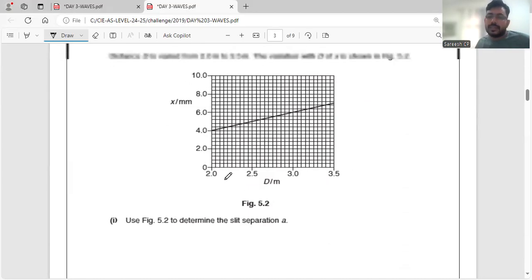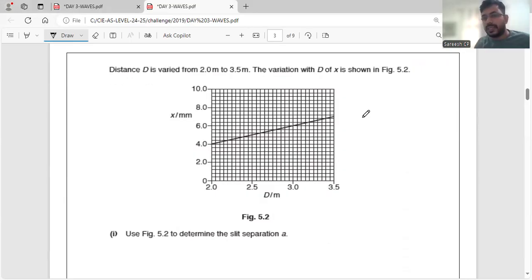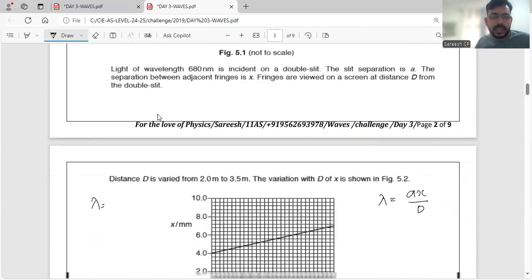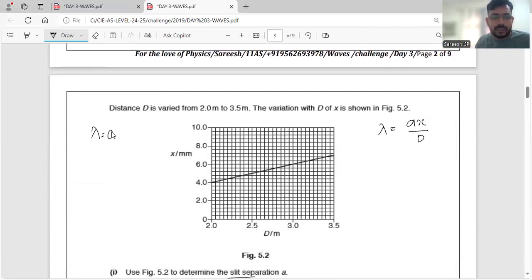Determine the slit separation. So this is a double slit experiment and we have got only one formula, lambda is equal to AX divided by D. And they are asking us to find out A. And lambda, we can say that lambda is equal to 680 nanometers. So it is 680 times 10 to the power minus 9. So that is given.